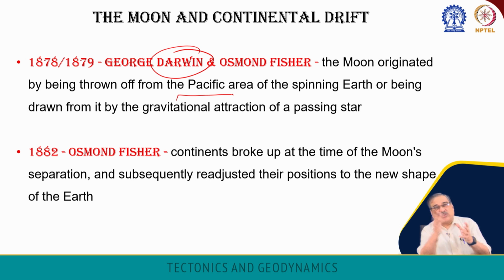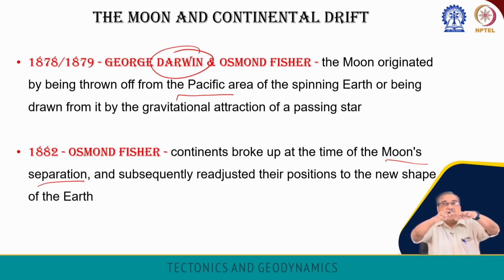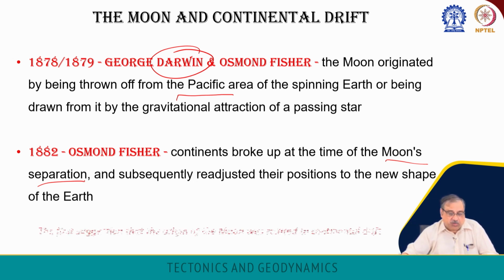The Earth was spinning as the moon went out from its part, and it was drawn off. Why was it pulled out? Because there was a passing star whose gravitational attraction pulled this material out from the center of the Earth. Now, Osmond in 1882 took this a step further. He said that when the moon separated from the Earth, that is when the Pacific Ocean was created, and that was the driving force to actually move the continents apart and provide the new shape of the Earth as we know it today.